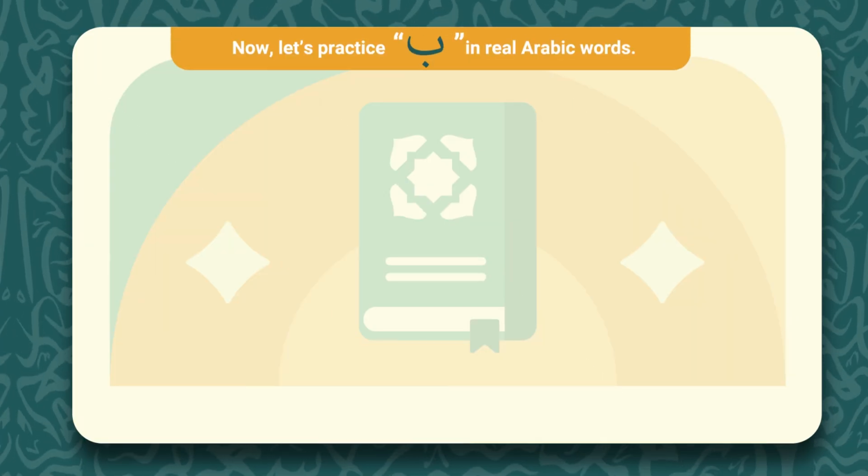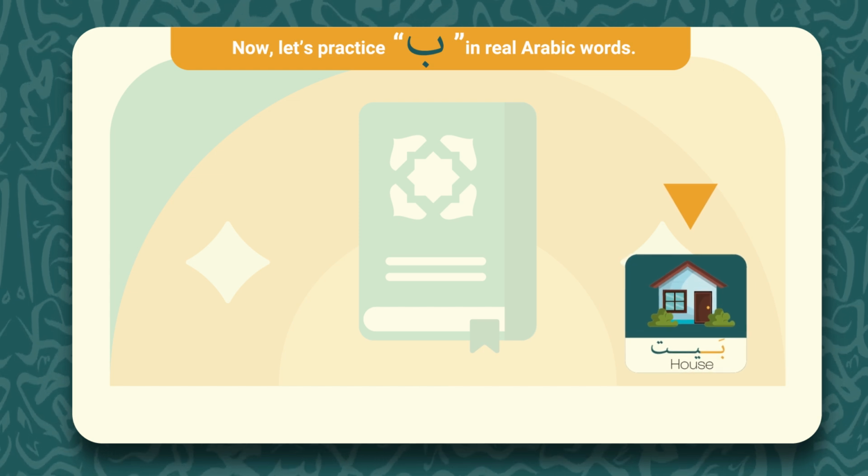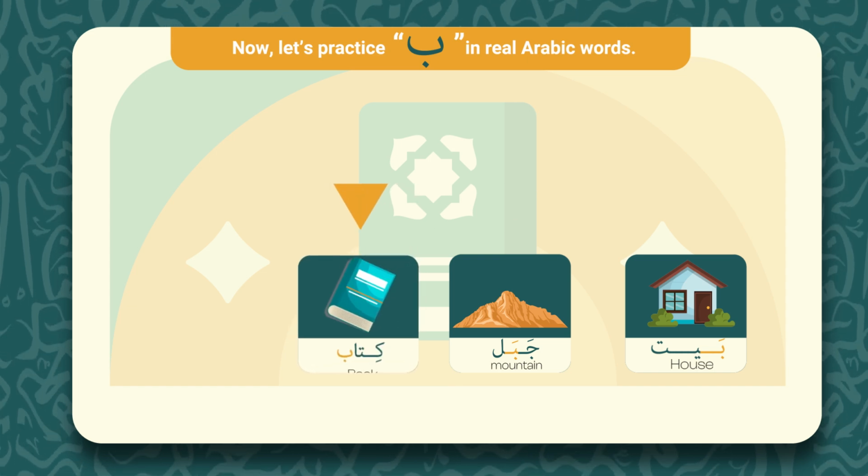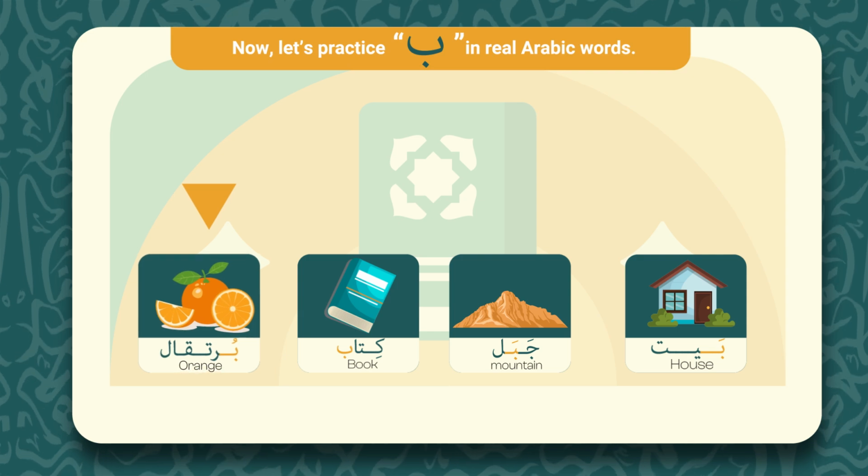Now let's practice ba in real Arabic words. Bayt, that's the beginning position. Jabal, middle position. Kitab, ending position. Burtuqal, beginning position with dhamma.